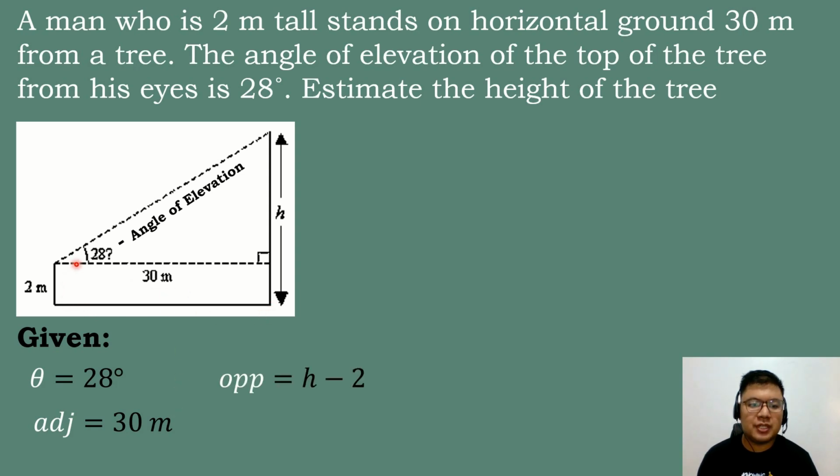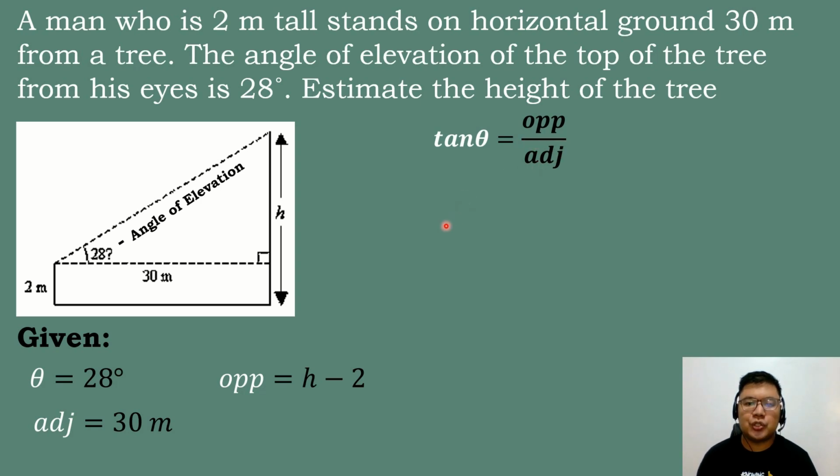And then the opposite side here is the height of the tree minus the 2 meters, which is the height of the man. And then after we have identified the given, we will use trigonometry to find the missing length of the triangle. So we have here given 28 degrees. Opposite, we are looking for the opposite side. And given the adjacent, so we are going to use again tangent. So we have tan theta is equal to opposite over adjacent.